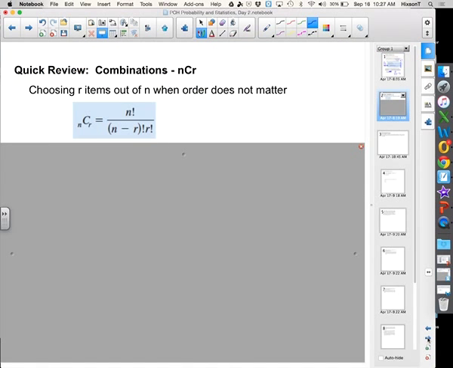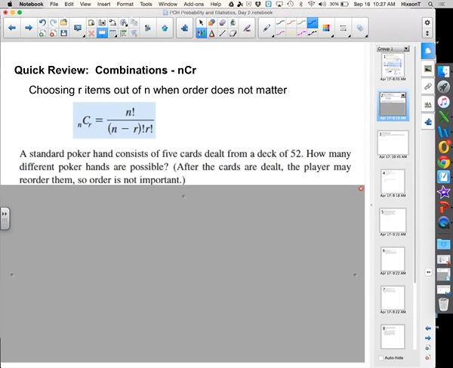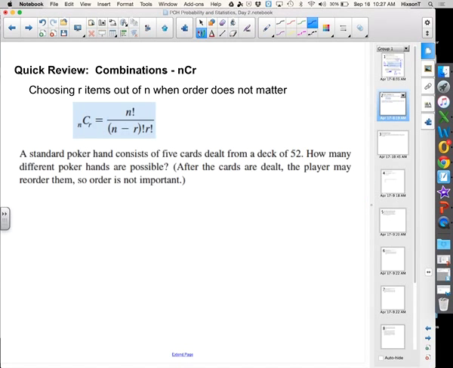Before we go a little bit further, let's do a quick review with combinations, okay? We've done permutations. I don't want us to forget about combinations, all right? Let's take a look at a possible type of problem. We said that you're going to be dealing with cards throughout just because they're really useful for probability, okay?